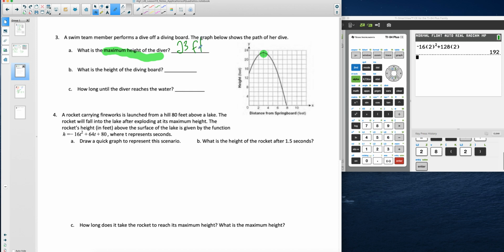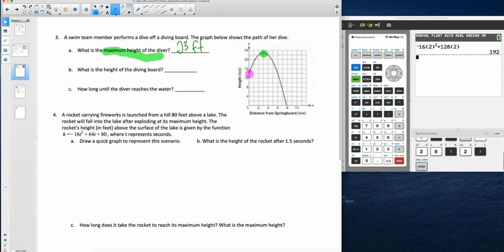Okay, so now, what is the height of the diving board? Well, if the swimmer jumps off the diving board, they have to be at the very beginning of the problem. And if we think about that, where is the very beginning of our graph? The very beginning of our graph is right there. All right, and so that's where they jumped off the diving board, went into the air, and then they're going to come down and hit the pool down here.